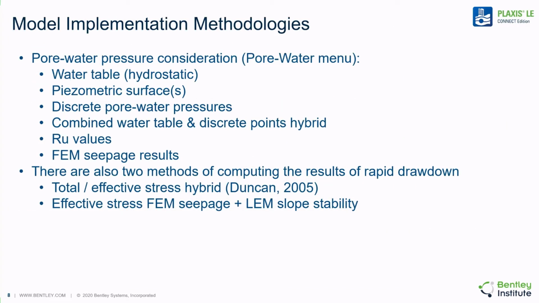There are a variety of ways of considering pore water pressure in the software. The software can implement a single water table or multiple piezometric surfaces, which can be applied to different regions in the model. The software also offers a discrete points method or a combined water table and discrete points hybrid method. R sub u values can also be utilized and pore water pressures can be imported from a related finite element seepage model. Rapid drawdown is handled as a special case in which there are two methods to analyze the specific problem. The software currently offers the Duncan method as well as the combined effective stress, finite element seepage, and limit equilibrium slope stability method.